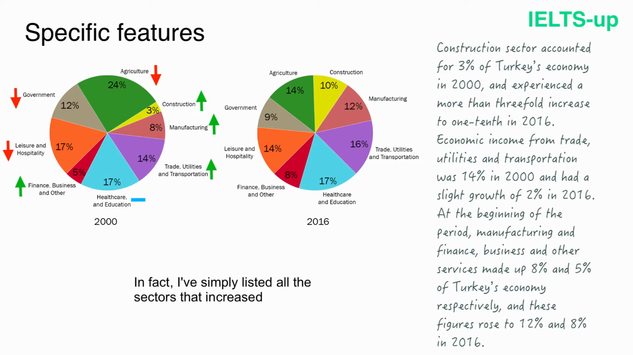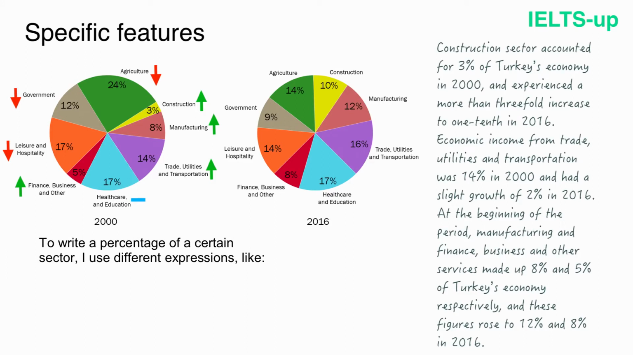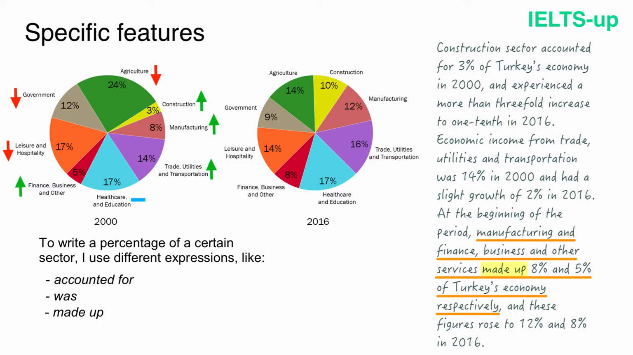In fact, I simply listed all the sectors that increased and gave specific numbers. But look at how I use diverse vocabulary to describe the changes. To write a percentage of a certain sector, I use different expressions, like accounted for. Construction sector accounted for 3% of Turkey's economy. Was. Economic income from trade, utilities and transportation was 14%. Made up. Manufacturing and finance, business and other services made up 8% and 5% of Turkey's economy respectively.